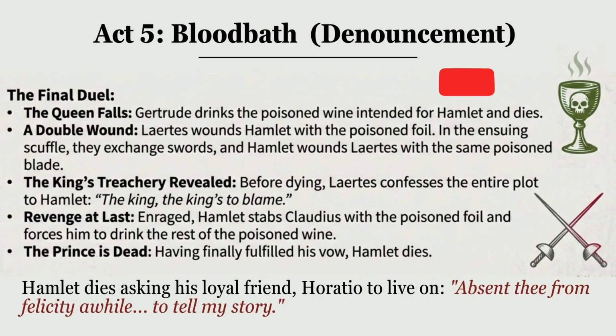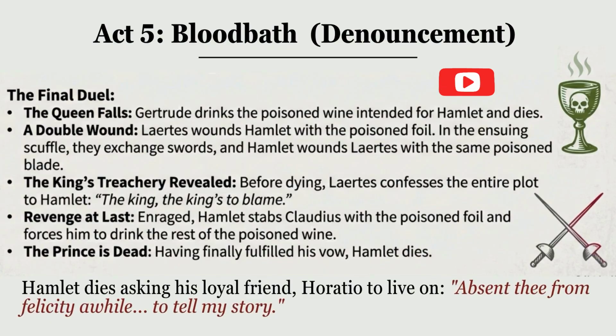Laertes wounds Hamlet with the poisoned sword. In a scuffle, the swords are exchanged, and Hamlet wounds Laertes with the same poisoned sword. A dying Laertes reveals the treachery of Claudius. Enraged by that, Hamlet finally stabs Claudius with the poisoned sword and forces him to drink the remaining poisoned wine.